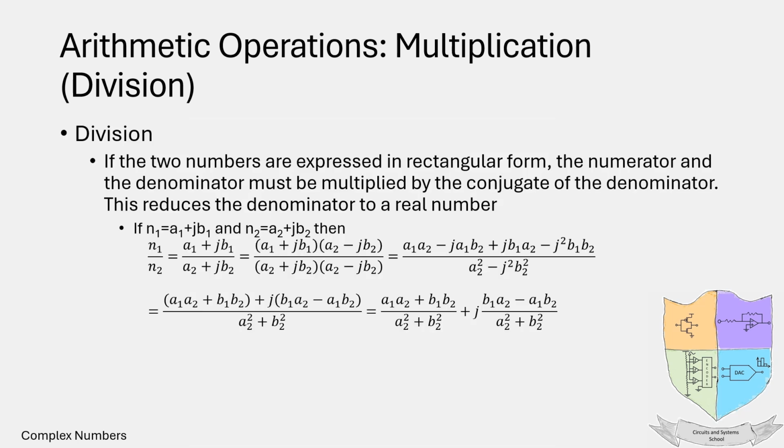For division, if the two numbers are expressed in rectangular form, the numerator and the denominator must be multiplied by the conjugate of the denominator. This reduces the denominator to a real number by which the real and imaginary parts of the resulting numerator are divided.